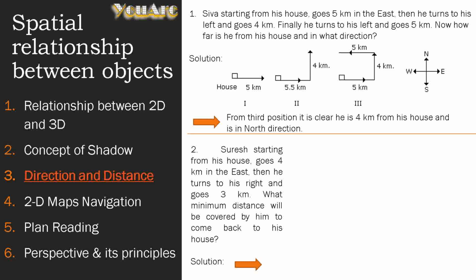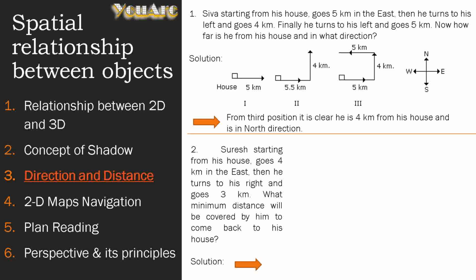Again he is turning his left, which is on the west, for 5 kilometers. Now from figure 3 we can easily identify that he is 4 kilometers from his house, in the north direction. How easy it is if you draw this diagram. But you have to be familiar with north, east, south, west, which means direction and meaning. Okay, let's move on to the next question.